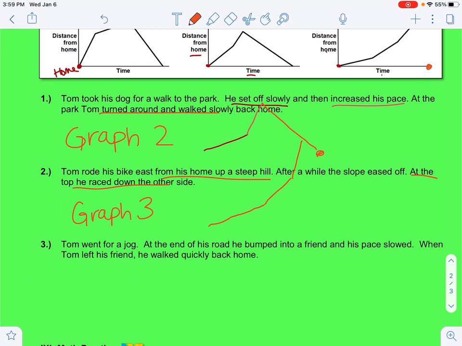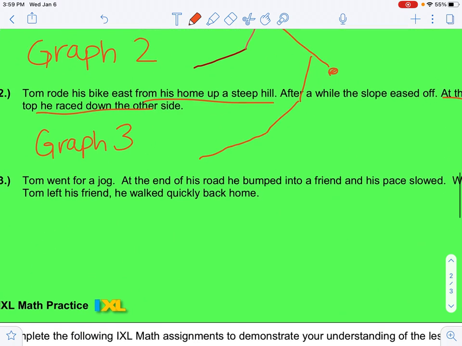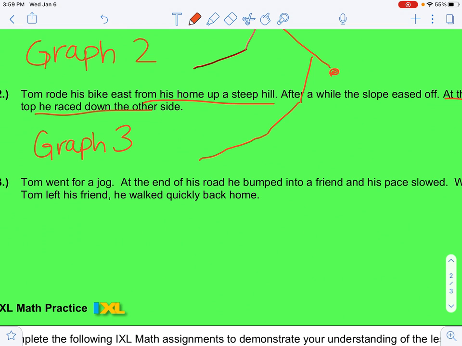Alright, our last one. Tom went for a jog. At the end of his road, he bumped into a friend, and his pace slowed. When Tom left his friend, he walked quickly back home. Alright, so right away, Tom went for a jog. If you're jogging, you're normally going faster than walking, so I would say our line is going pretty steep.